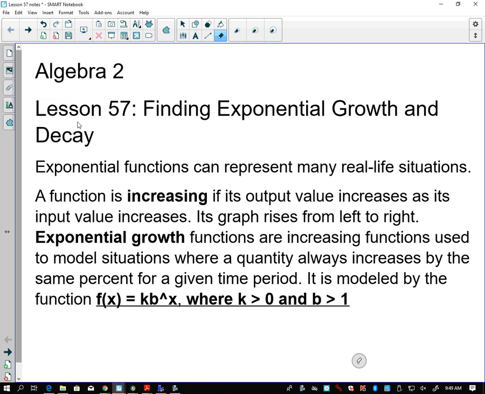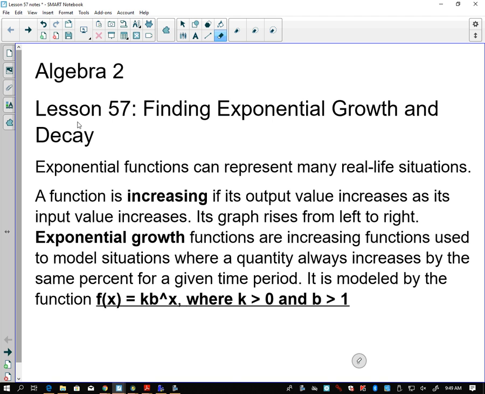All right, Algebra 2, Lesson 57. We're going to talk about finding exponential growth and decay. There's a lot to this. There's really not that many slides, but there is a lot to this. Exponential functions can represent many real-life situations.